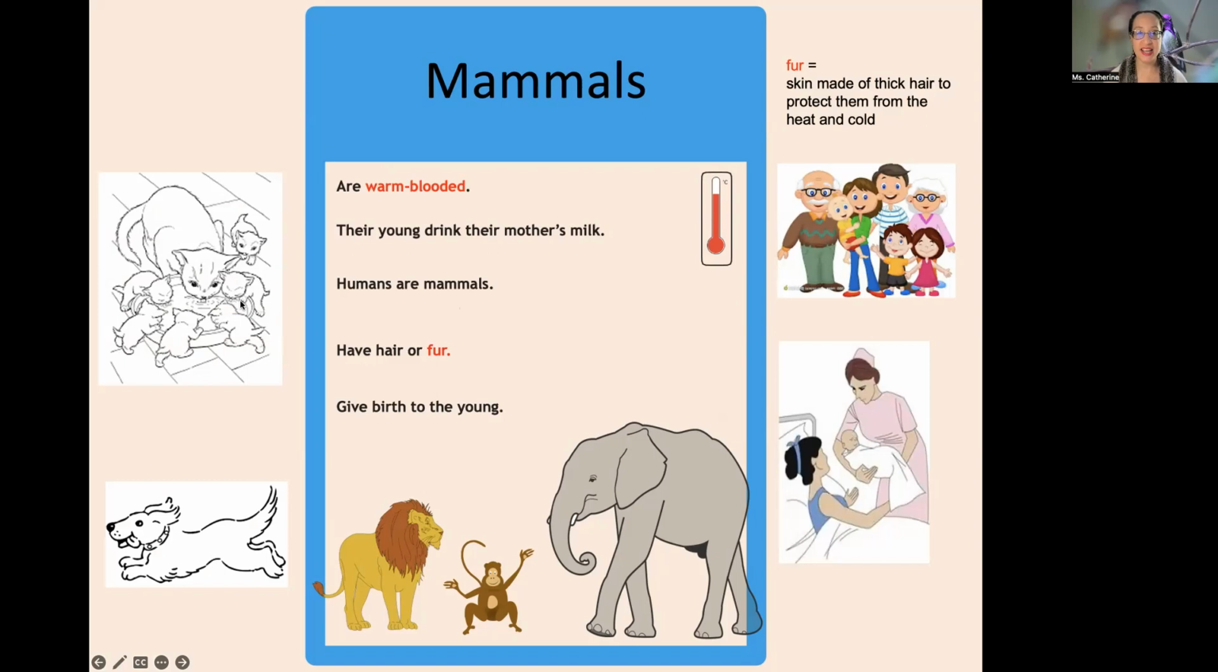Cats would be felines and dogs would be canines. Did you catch that? Cats are felines, dogs are canines. Bonus question, how do you spell feline and how do you spell canine? Put it down in the comments, bonus.